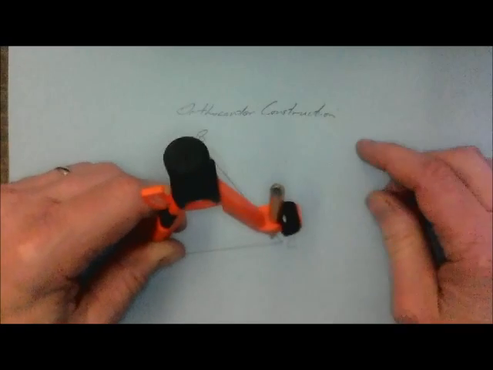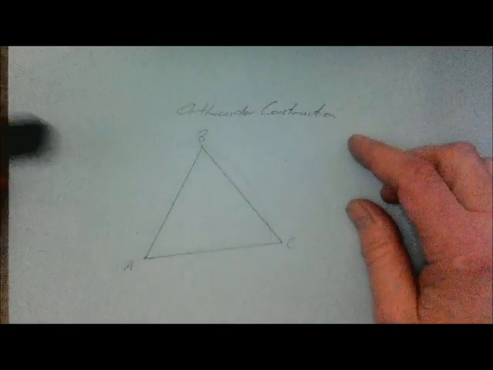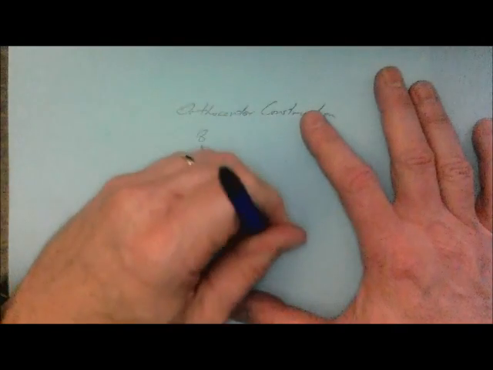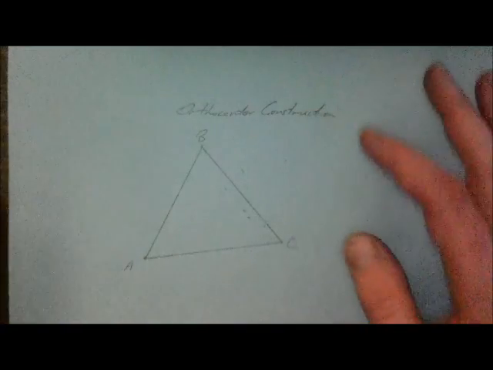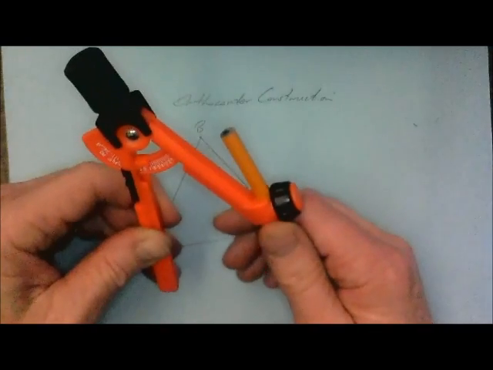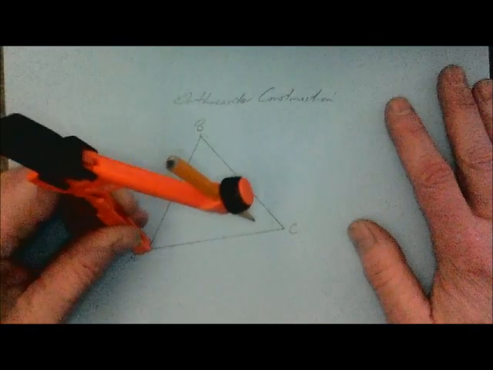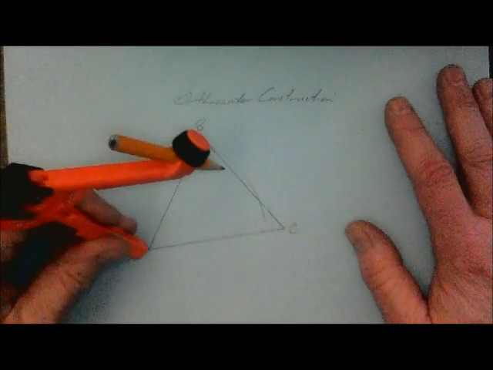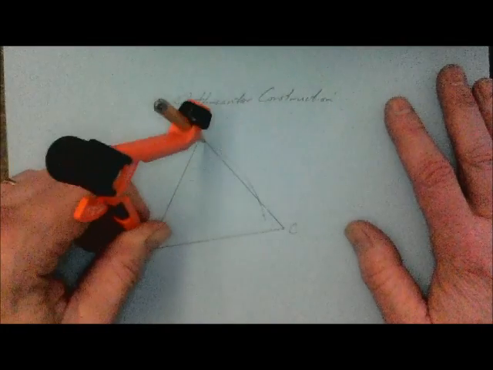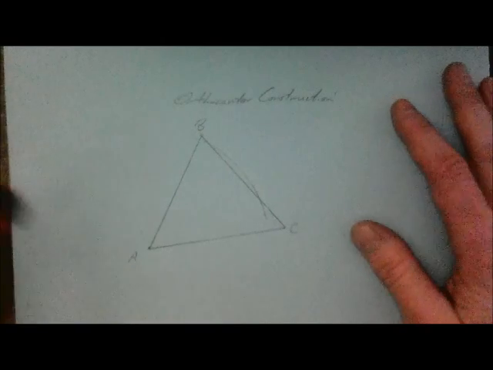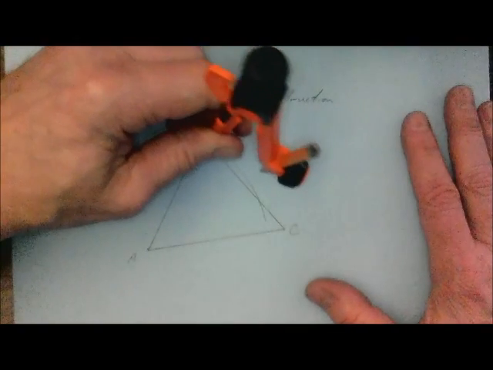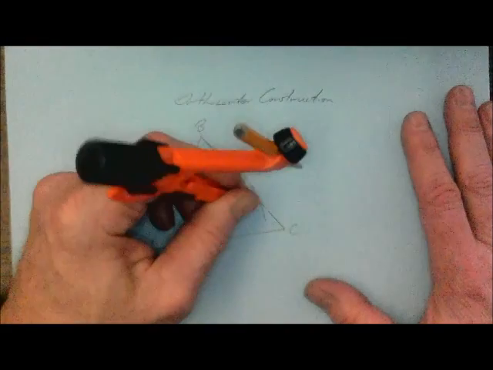So we use A as a stop point, and on that first try I've drawn my arc a little bit too big, so we're going to need to narrow the compass down a little bit. But we're going to draw an arc with A as a stop point that intersects BC twice. So there I've got two intersections, one on each side of the line segment, and then we're going to use those as stop points to draw two new intersecting arcs.